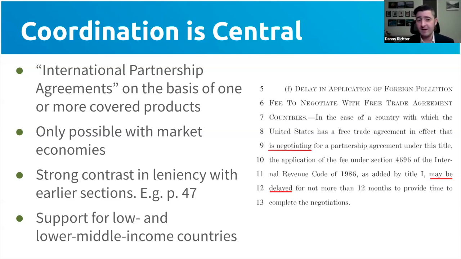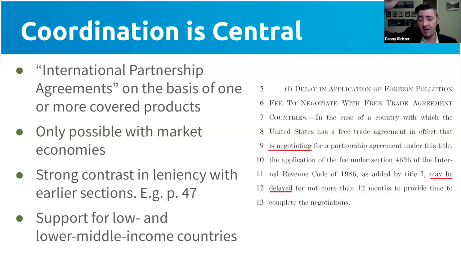And I found this to be a really strong contrast in the leniency it provides to these countries compared to the earlier sections which I showed you. So, for example, in the case of a country in which the United States has a free trade agreement in effect, is negotiating for a partnership agreement under this title, the application of the fee under Section 4696 of the Internal Revenue Code of 1986, as added by Title 1, may be delayed for not more than 12 months to provide time to complete the negotiations.